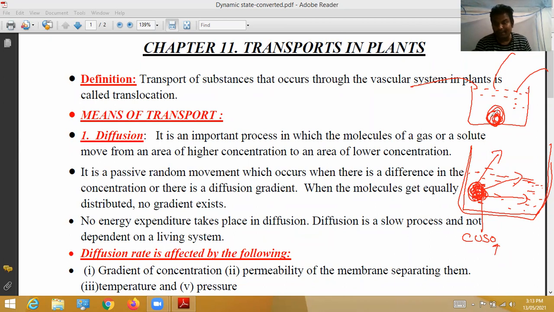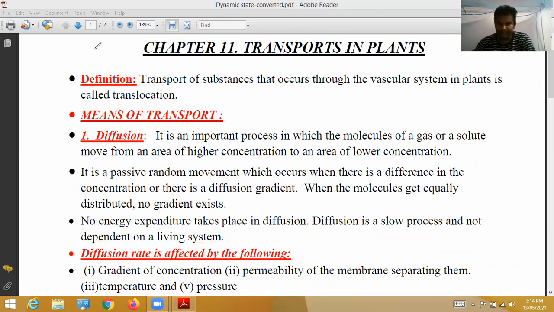Okay, so what happens here? Diffusion occurs towards the concentration gradient from that particular substrate. For this process, no energy expenditure takes place. Any external energy is not needed. Diffusion is a slow process and not dependent on any living system. From the living organisms, any external source of energy is not required. This is called diffusion. Even this diffusion experiment in biology practical also we will see.